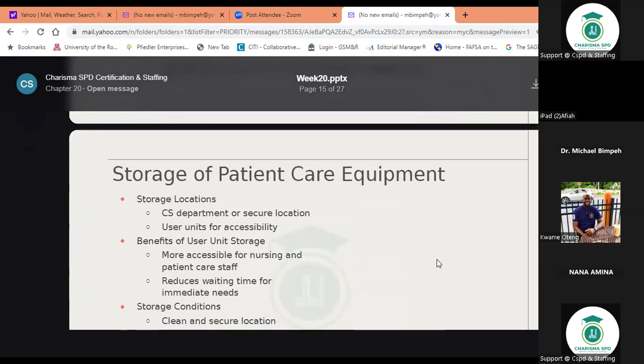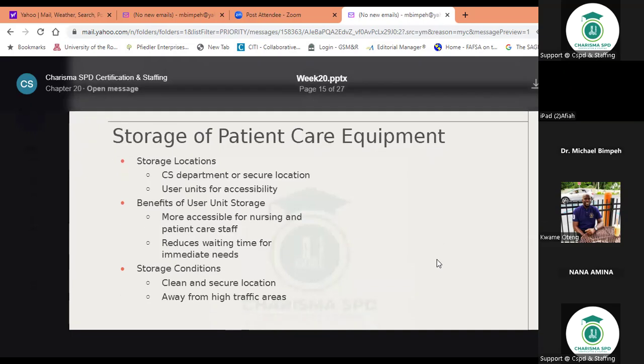All right. Storage of patient care equipment. Storage locations, yes. It can be in the CS department, as I said already, or a secure location. Yes, user units for accessibility. Most often, the user departments want those things to be close to them. That is the reason I told you that the user departments have soiled rooms and clean utility rooms. Now, they want us to stage those things in the clean utility room so that when they need it, it's just 5 steps or 10 steps, but not to travel a long distance to central sterile.